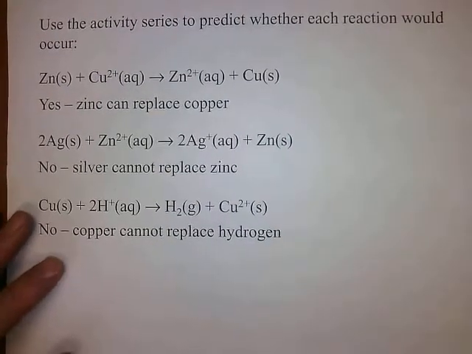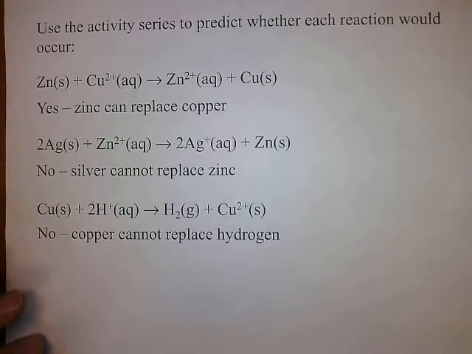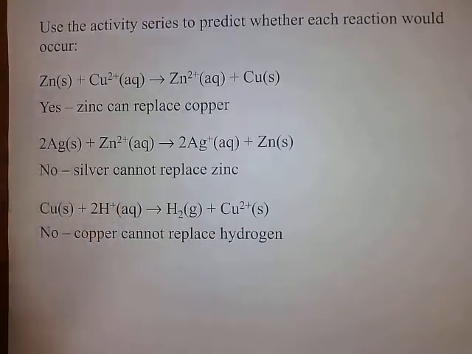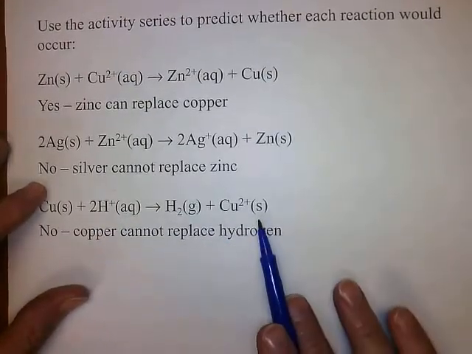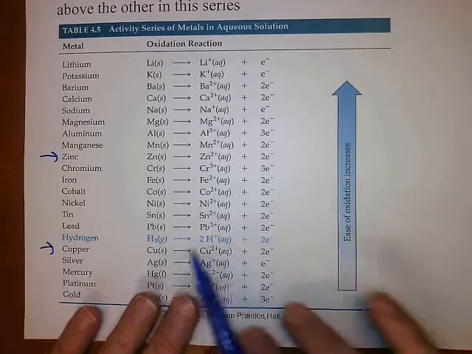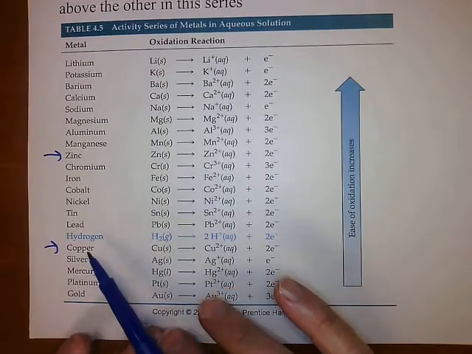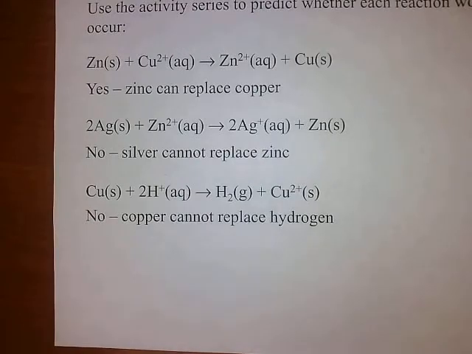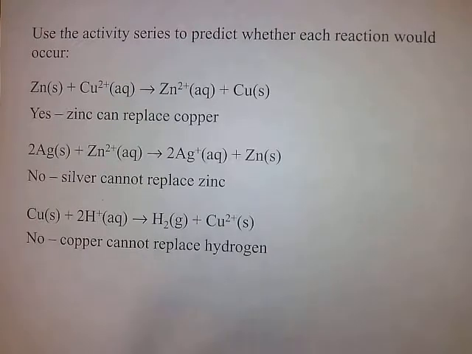And here's a last example. Could copper displace hydrogen from acid? So the copper would be oxidized and the hydrogen would be reduced, but if we find the hydrogen reaction, it's here, and copper is below hydrogen. So copper is less reactive than hydrogen, so basically copper cannot replace hydrogen from acid or from water.